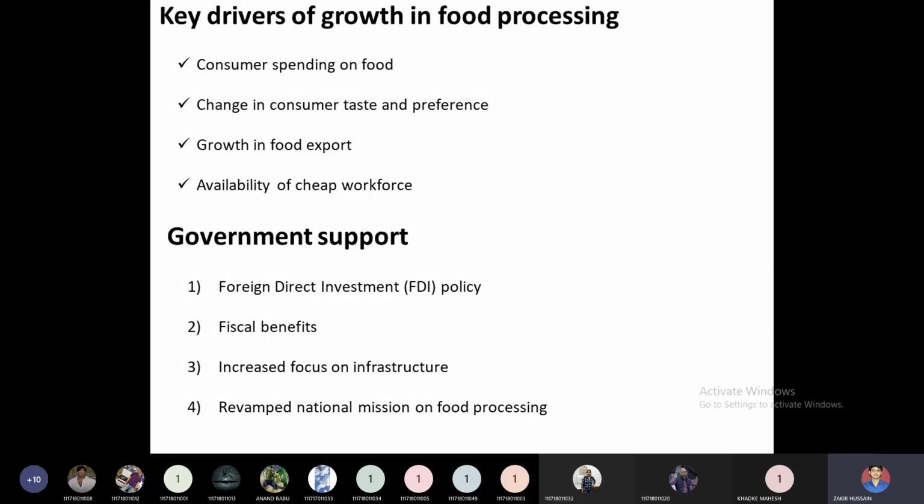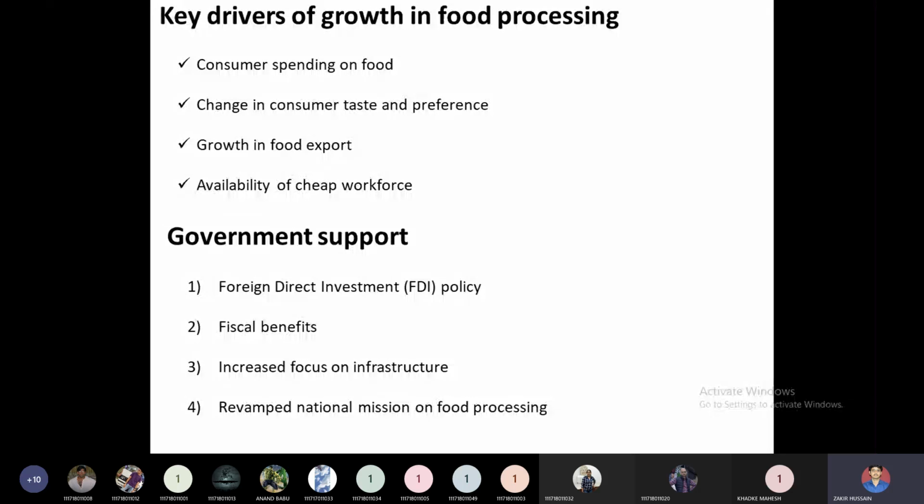Then increased focus on infrastructure. The big manufacturing industries, big food processing industries, have to play a major role here, because infrastructure can't be created in one night. They have to develop more cold storage, refrigerated transport, road and rail transport facilities, so that big players come to invest in this sector.